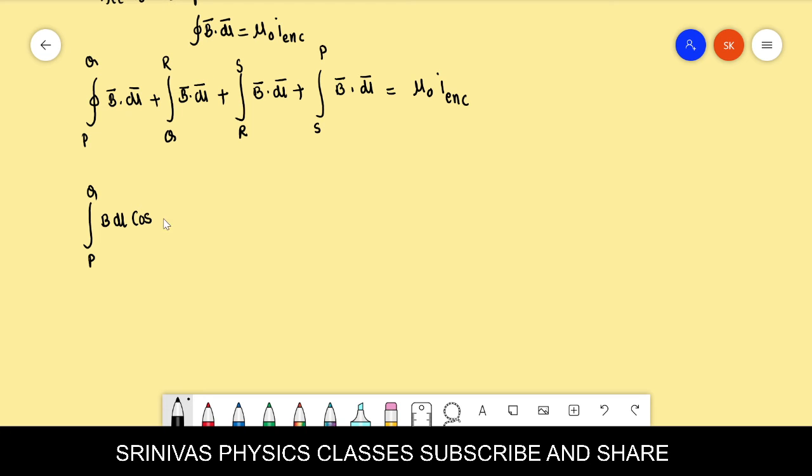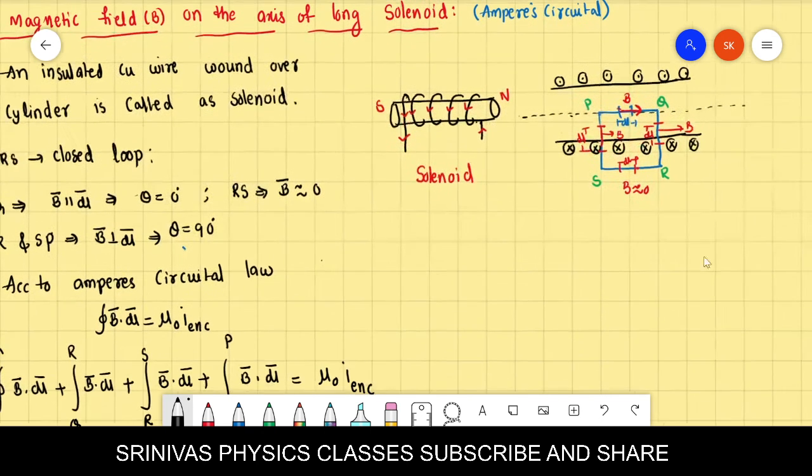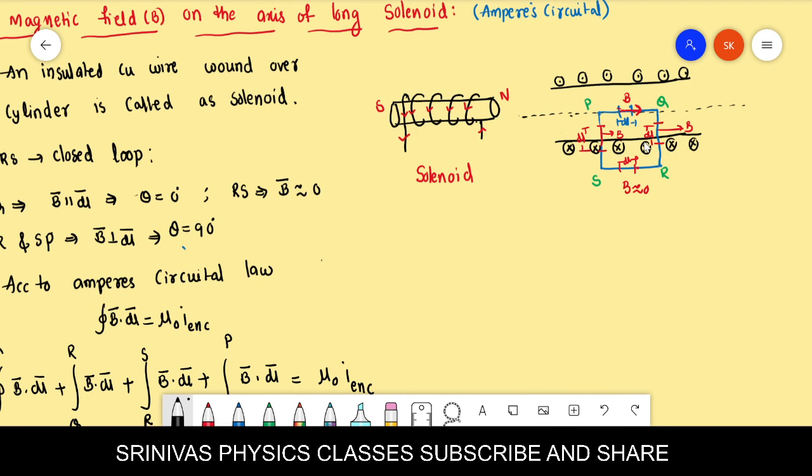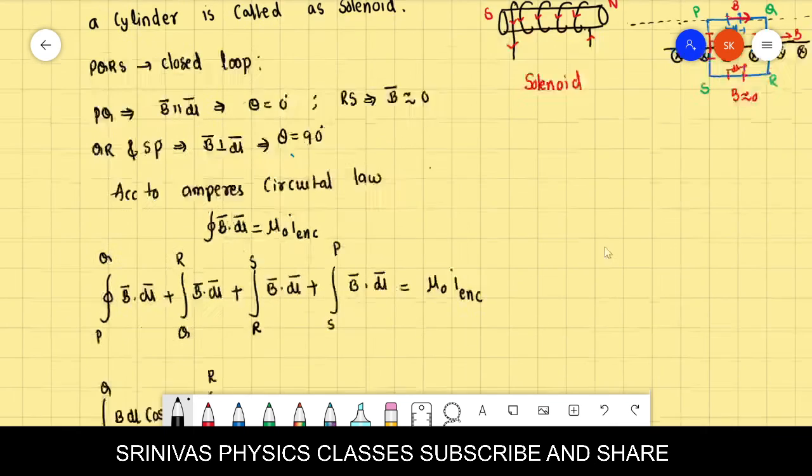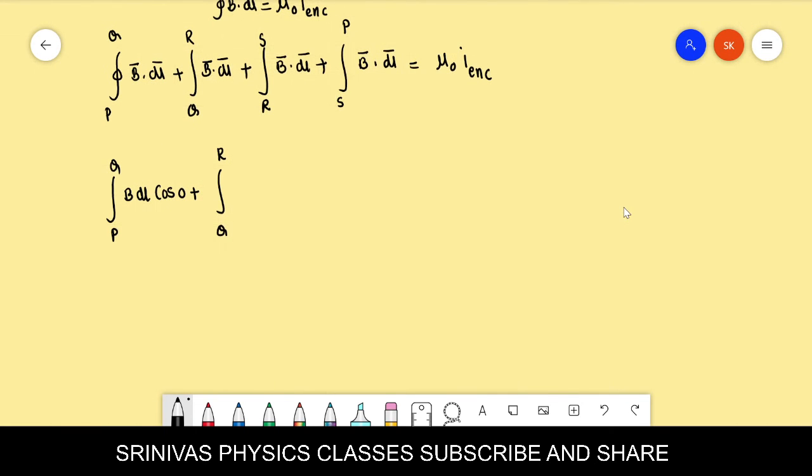Right, we write all the values here. That is 0 plus the integration from Q to R. QR is vertical. B is perpendicular to dl, so we have to take 90 degrees. Here we write B dl cos 90. You are writing the angle from the figure.